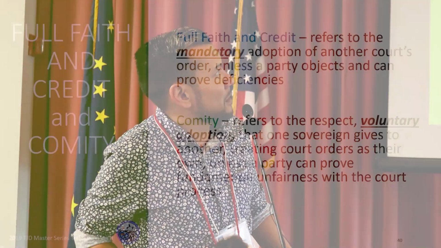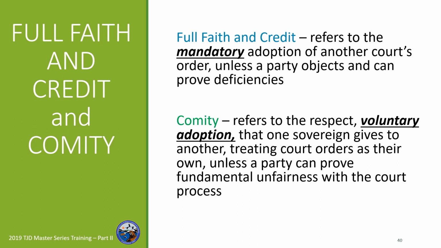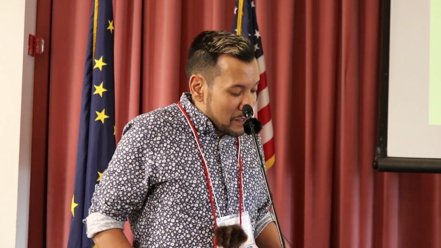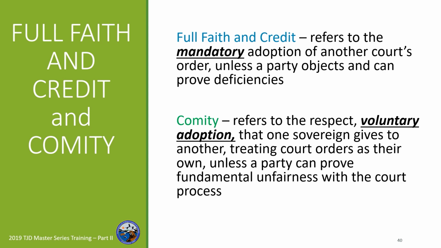Full faith and credit, and these are a lot of words, I'll try to break it down. It refers to the mandatory adoption of another court's order unless the party objects and can prove deficiencies. So the thing I want us to associate is full faith and credit is mandatory. Comity refers to the respect, the voluntary adoption that one sovereign gives to another, treating court orders as their own. So comity is voluntary. Full faith and credit is mandatory, comity is voluntary. That's the association I'd like for us to get.